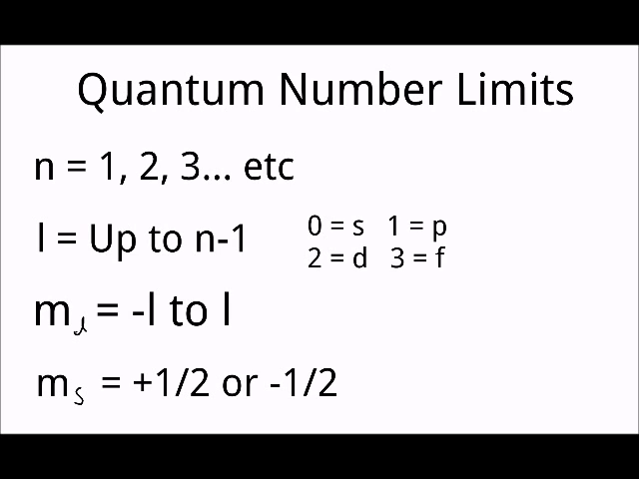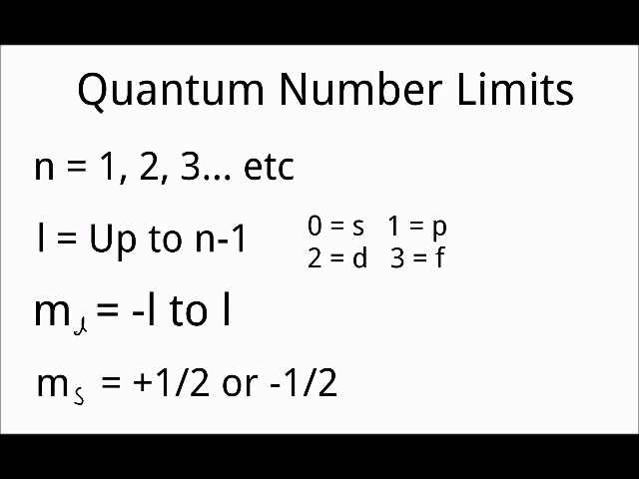So I need to clarify what this means because a lot of times students get confused. That does not mean that L is only equal to n minus 1. The limit is up to n minus 1. So it's important to note that n minus 1 is a limit for L, but not the only value that L can be. So remember that L is the description of an orbital itself.